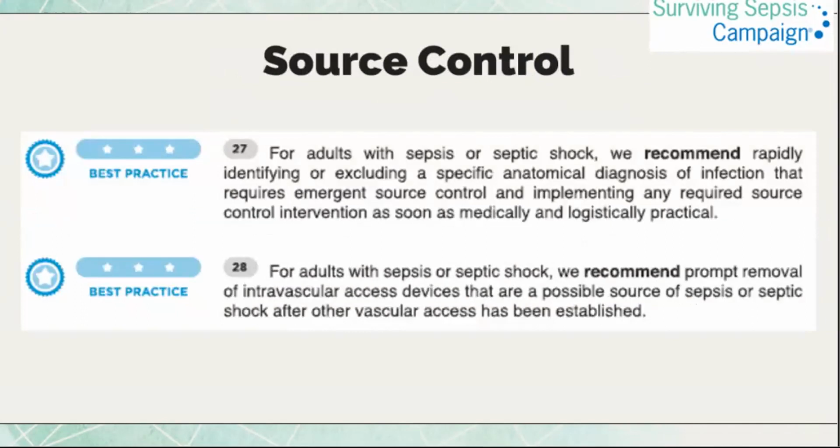For adults with sepsis or septic shock, we recommend rapidly identifying or excluding a specific anatomical diagnosis of infection that requires emergent source control and implementing any required source control intervention as soon as medically and logistically practical. For adults with sepsis or septic shock, we recommend prompt removal of intravascular access devices that are a possible source of sepsis or septic shock after other vascular access has been established.